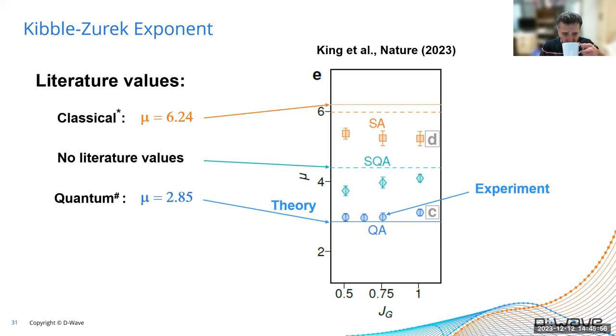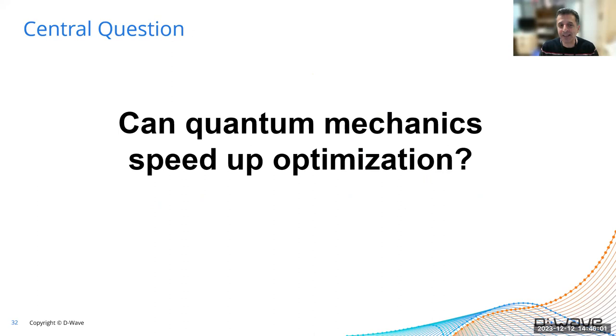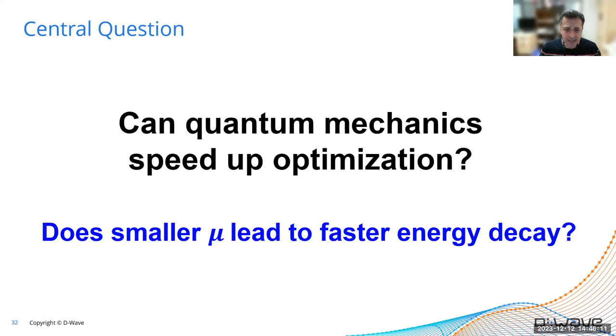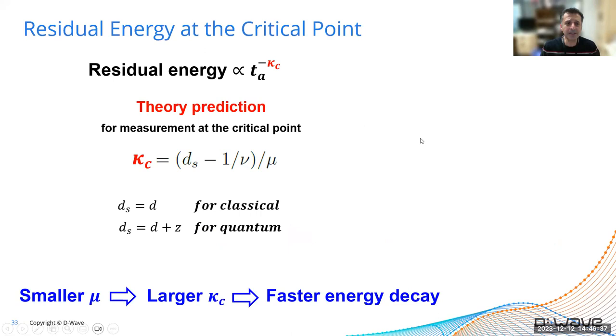Now, again, I still haven't answered this question: can quantum mechanics speed up optimization? I can rephrase this now that I know this key exponent mu, the Kibble-Zurek exponent, that I can calculate and measure by collapse, and it's in the literature. I know that quantum mechanically this is smaller than classical. But does it mean that the energy decay is faster than classical? Theoretically, the answer is yes.